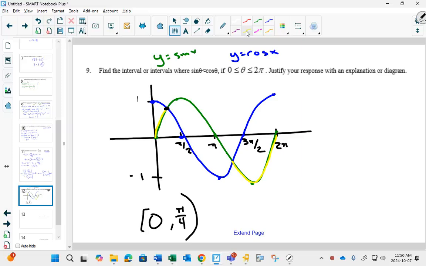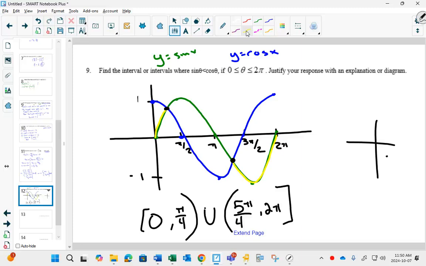And then where are they equal again? Not until quadrant 3, where they're both negative root 2 over 2 and root 2 over 2. 5 pi over 4. And then it's everything up to 2 pi. 2 intervals where it works. This is the right answer.